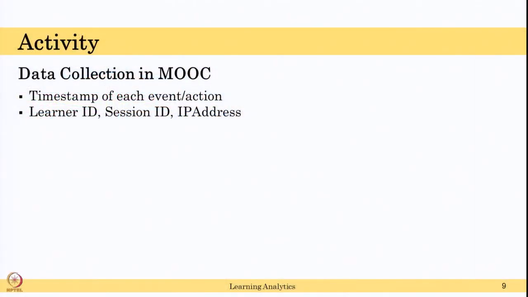Other than that, you also collect the student's learner ID, session ID, and IP address. Learner ID is that each student will have a unique ID, and session ID is that in the same MOOC, a student might be logging in multiple times because the course is for 8 weeks or 12 weeks. So, the student has to log in multiple times every week, so we have to know the session ID. And also, IP address is useful to know the location from where the student is accessing the data. That might be useful to do some adaptiveness or provide some feedback to the students.